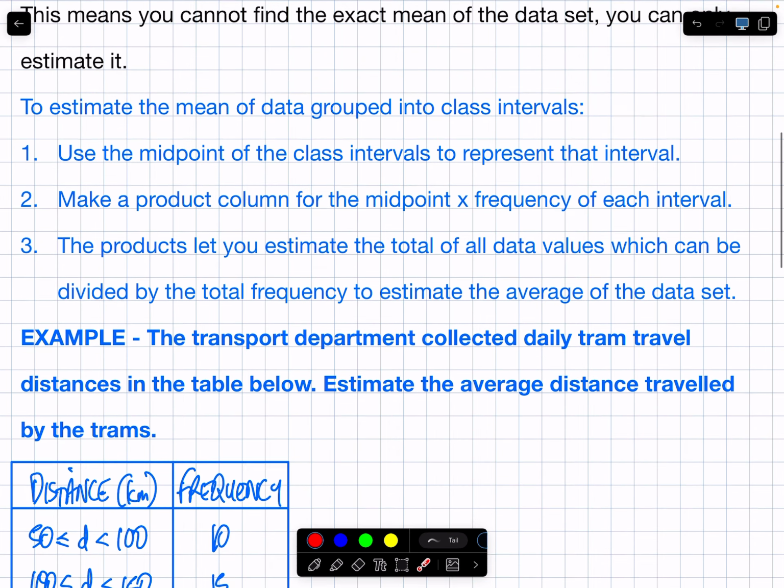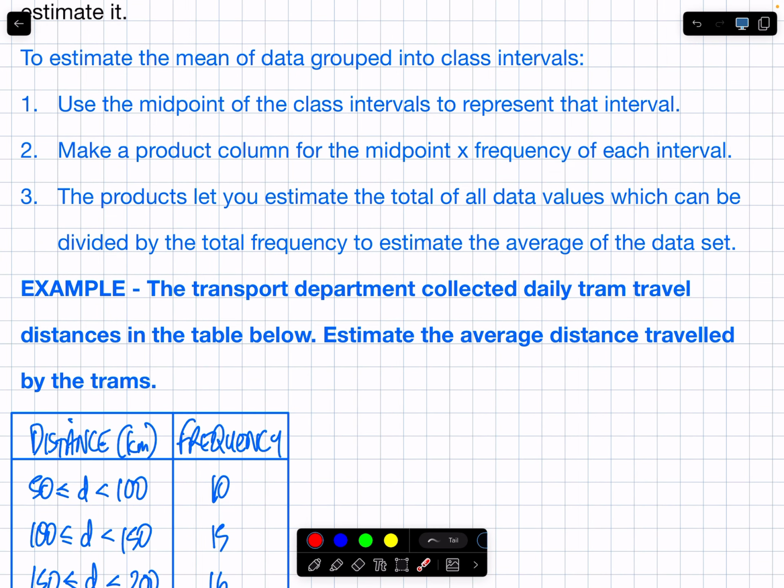So the way that you handle this is to estimate the mean of data grouped into class intervals. Step 1: use the midpoint of the class interval to represent the whole interval itself. Step 2: make a product column for the midpoint times the frequency. And then step 3: the products let you estimate the total of all data values, which you can divide by the total frequency. And that estimates the average of the data set.